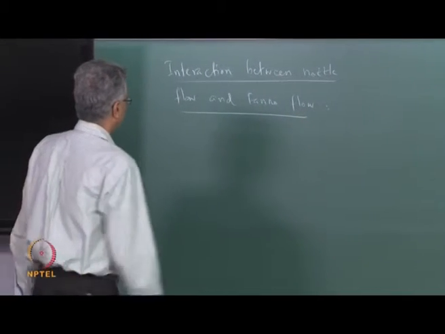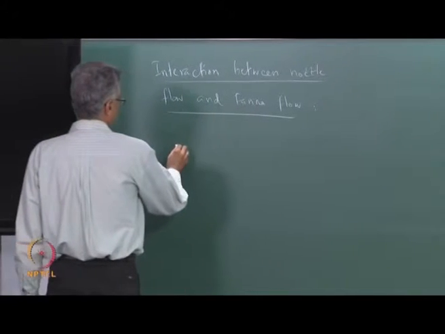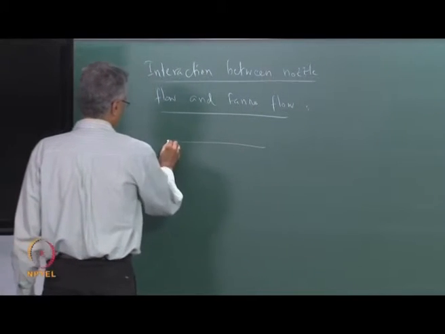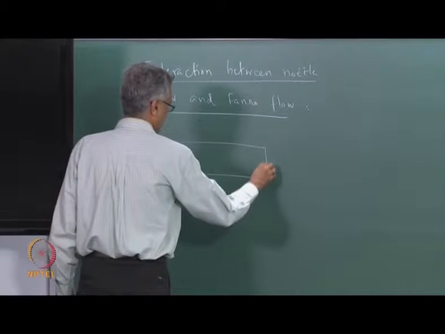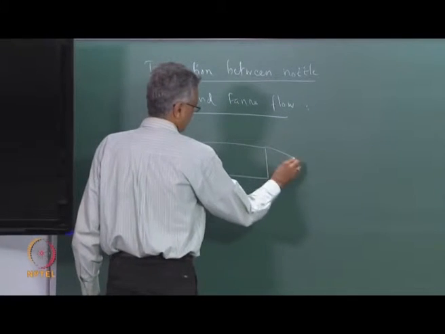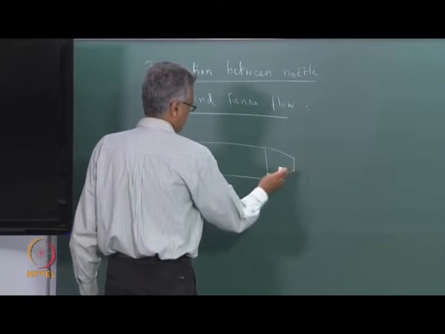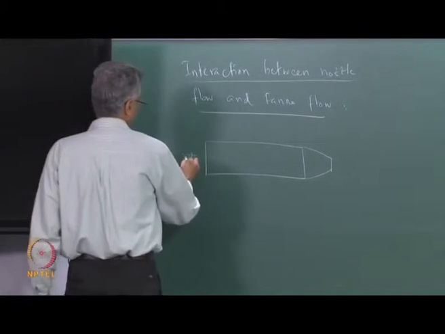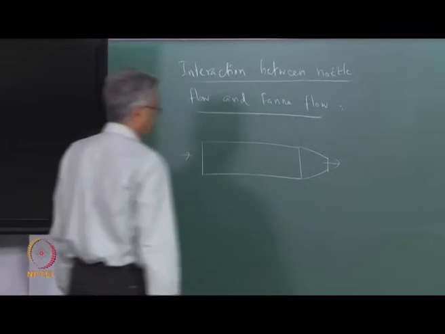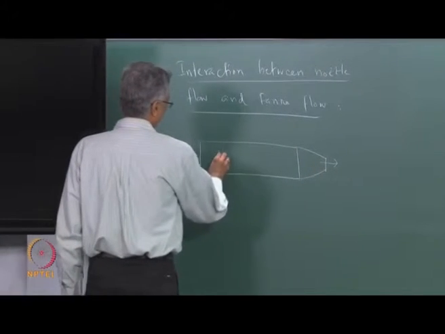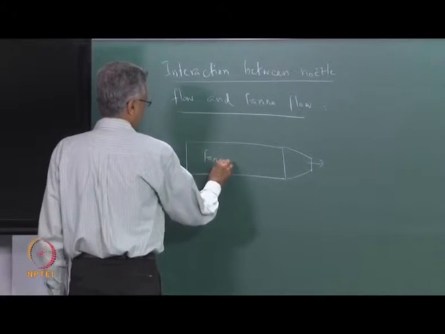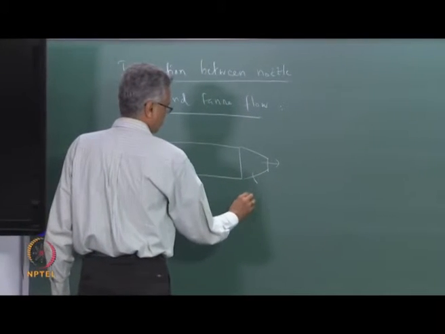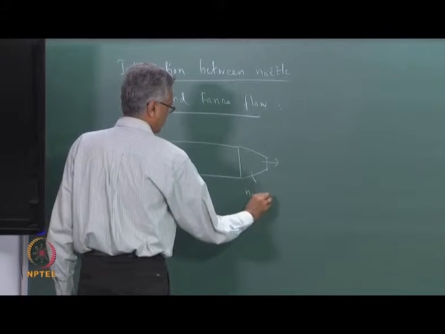One, when a convergent nozzle is located downstream of a pipe or a duct. So, this was the situation that we looked at. We had a convergent nozzle which was located downstream of a pipe. So, we have flow coming in like this and going out like this. We had fanno flow in this section, and this is the nozzle. So, we had isentropic flow in the nozzle section.